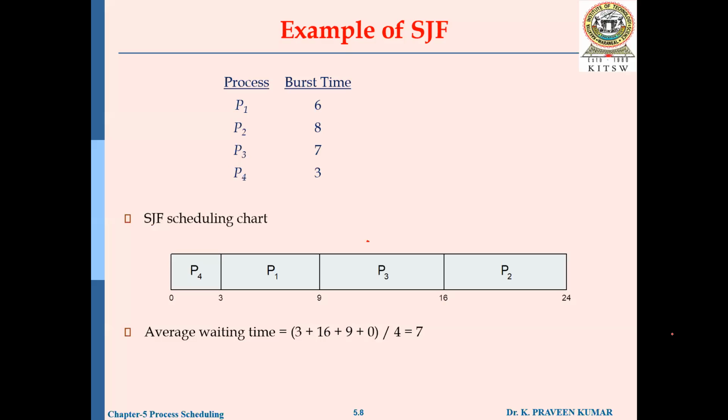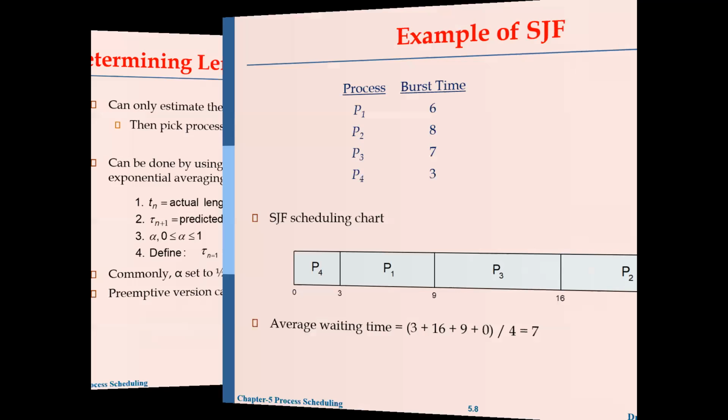Now let us check with this one, right? See, this is 6, 8, 7, 3, the given burst times, and this is the scheduling chart, that is the Gantt chart. Starting with P4, then P1, then P3, P2, and the average waiting time for this is 7. In this way, you calculate the average waiting time using shortest job first.